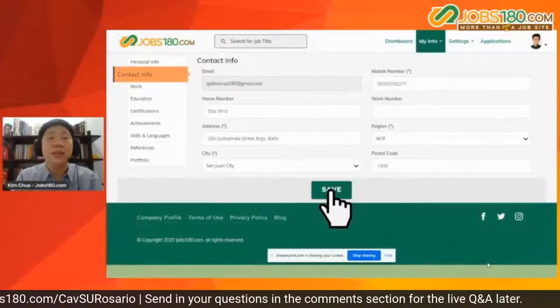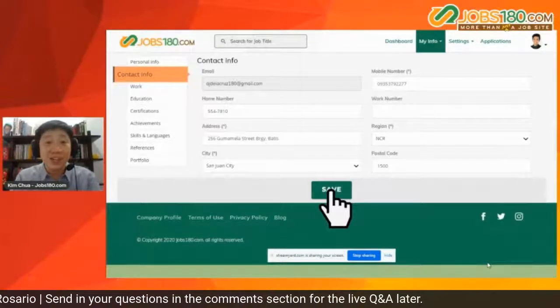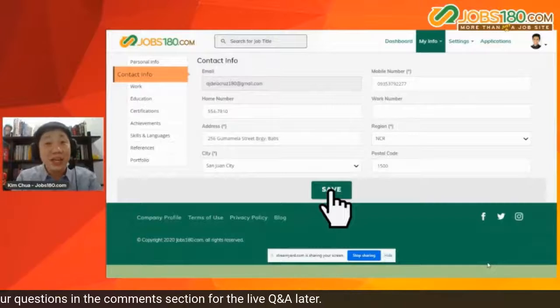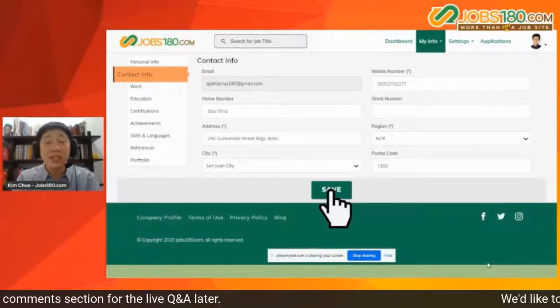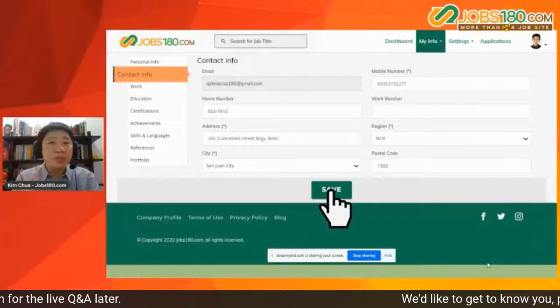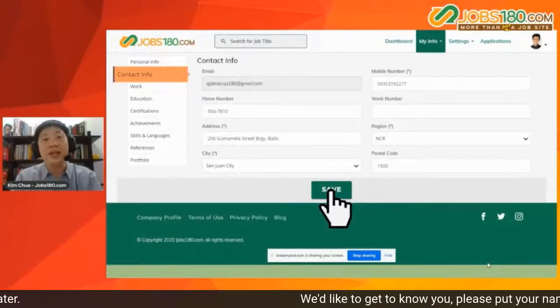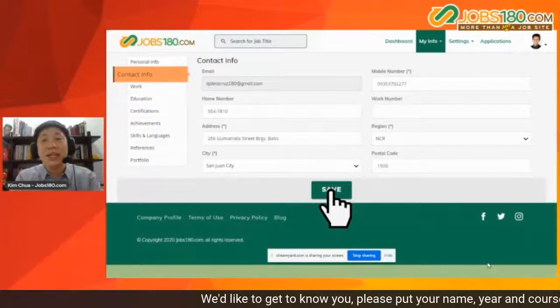Then, what else do you put in here? Importante po, lagay dito lahat ng posibleng paraan na pwede ka makontak ng isang HR. Kagaya ng social media account nyo. Diba? Hindi lang email tsaka phone number. Bakit? Most of the time, ano nangyayari? Okay, let me tell you. Marami sa inyo nilalagay nyo phone number nyo.